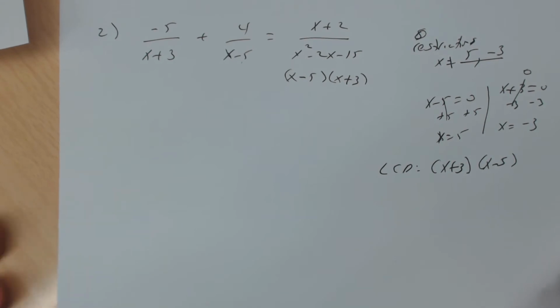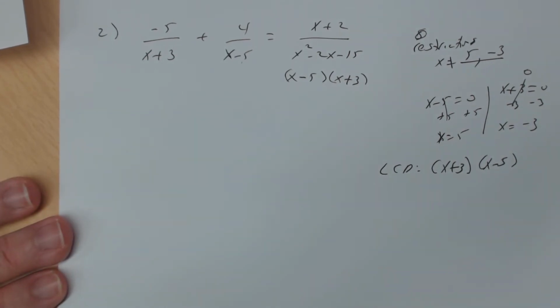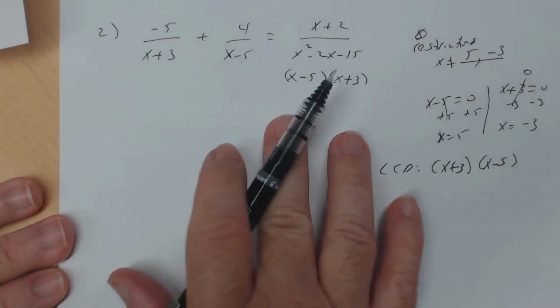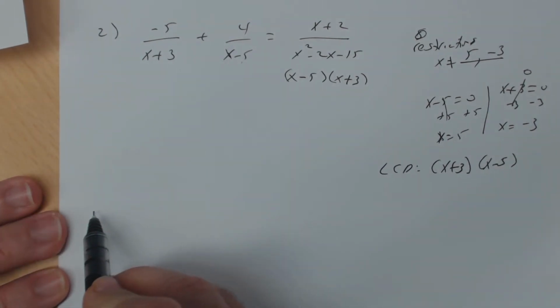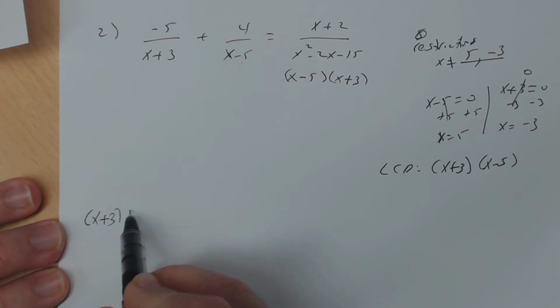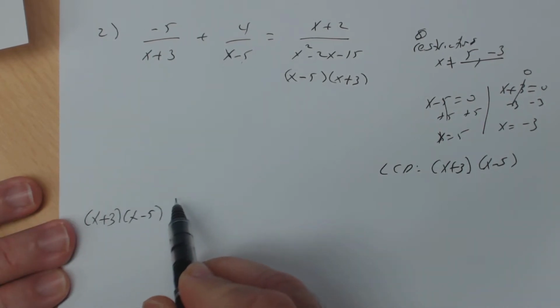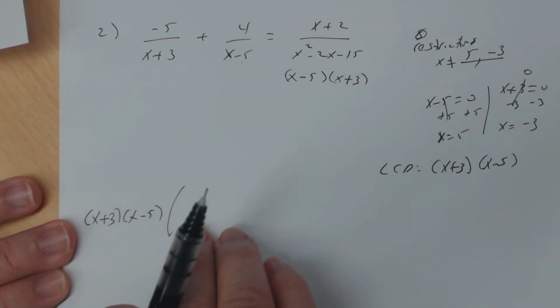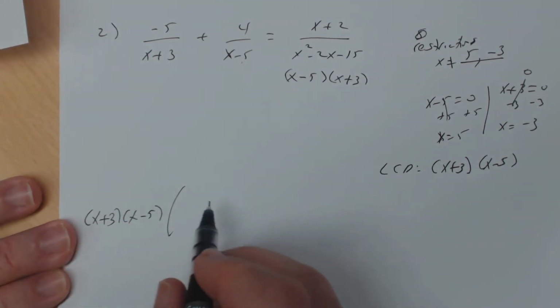So there's your LCD. So just like before, just like in the previous problem and problem before that, you're going to multiply both sides of this equation by the LCD. So you can say x plus 3 times x minus 5 times the left side. I'm putting the left side in parentheses because there's more than one fraction.